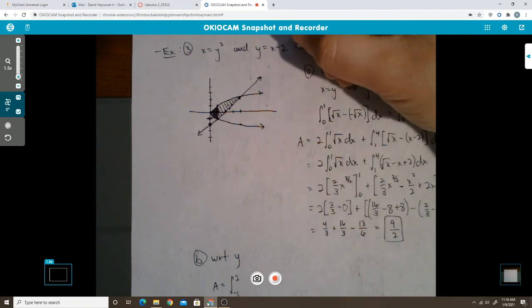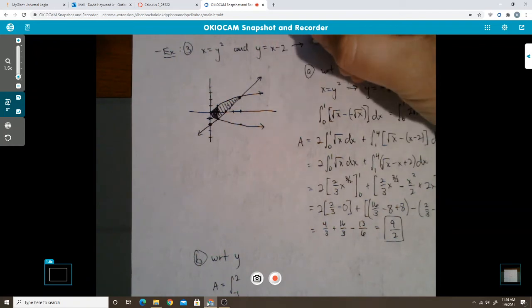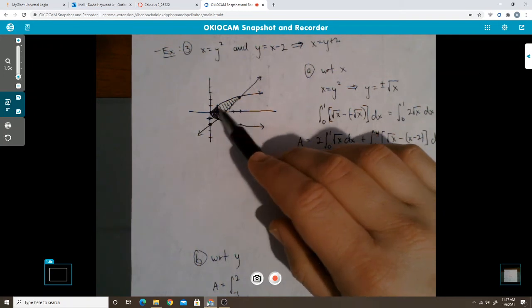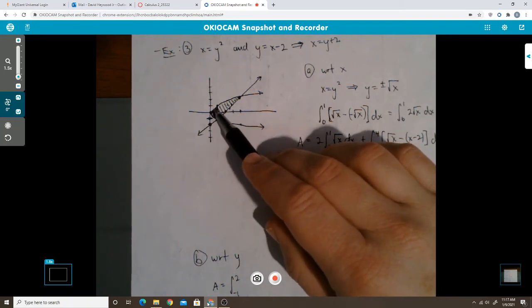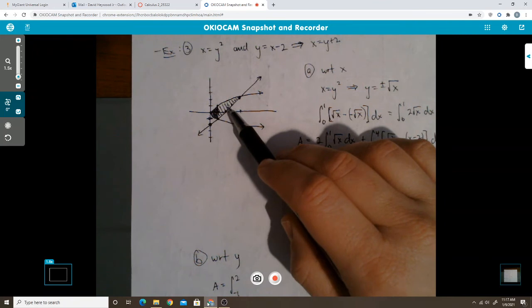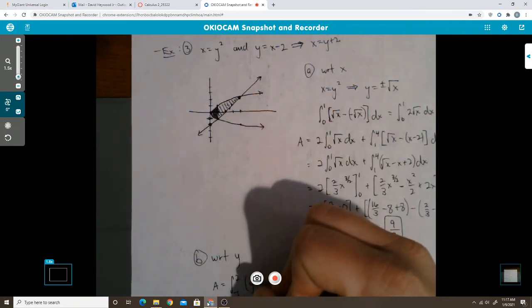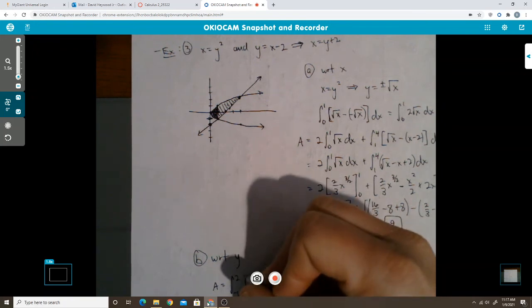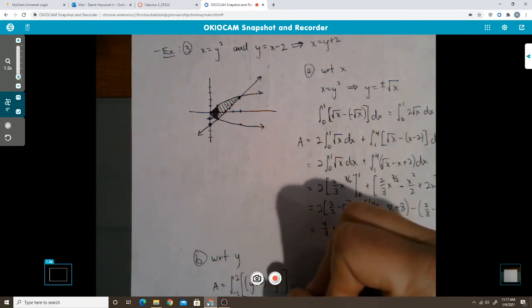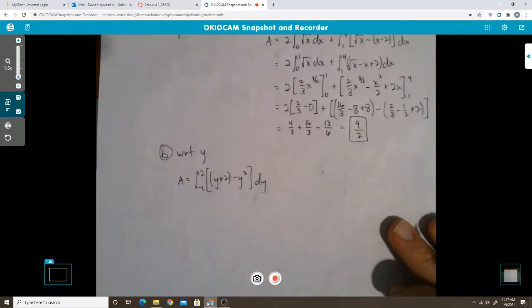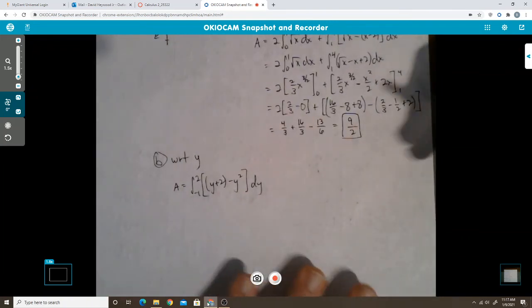So y equals x minus 2 would imply that x equals y plus 2. So we're going to want to do y plus 2 minus y squared. Right? This one is already written in terms of y, so we would do y plus 2 minus y squared, dy. Okay? That's a little bit more straightforward, I would say.